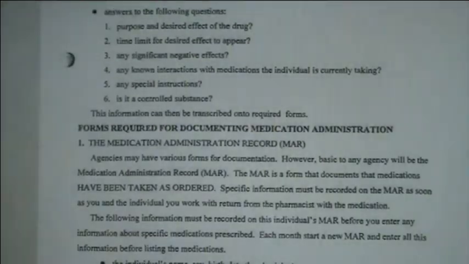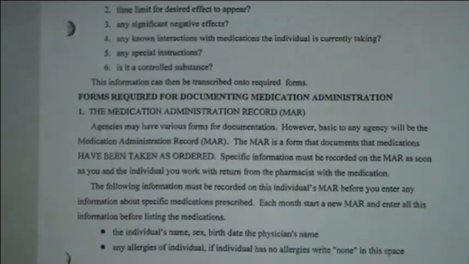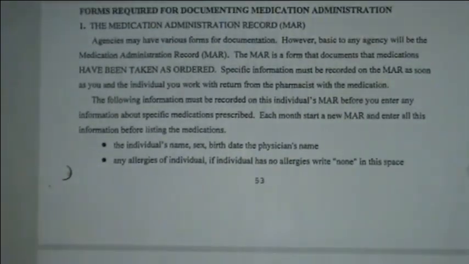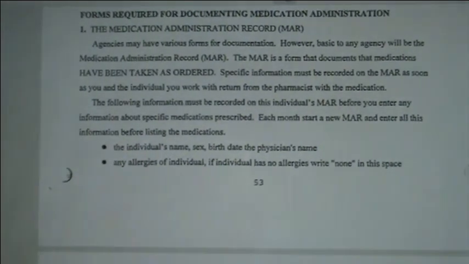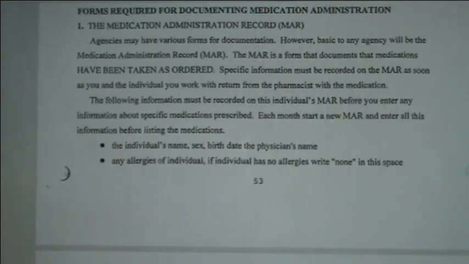So forms required for documenting medication administration. Okay. So here we're going to talk about MAR. MAR stands for Medication Administration Record. I'm going to show you an example later on when we practice preparing the MAR. The MAR is a form that documents that medications have been taken or have been given as ordered. This is a legal document.